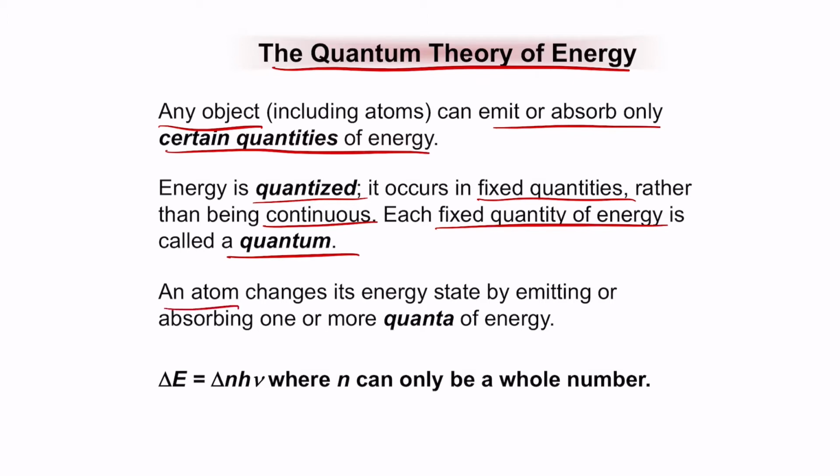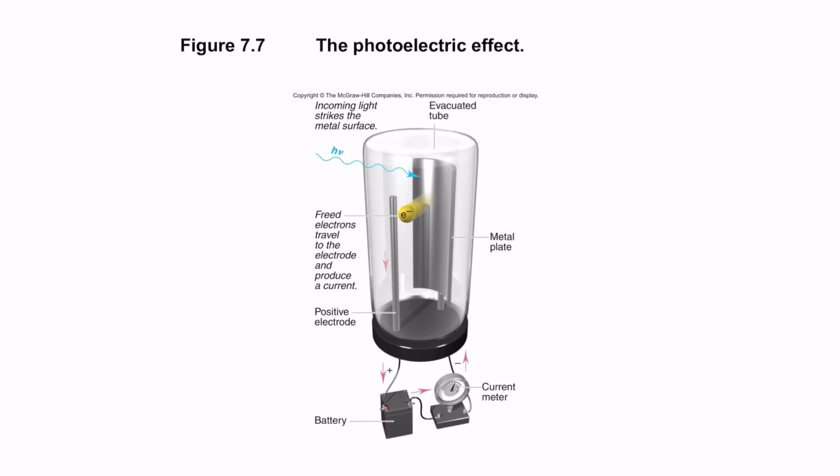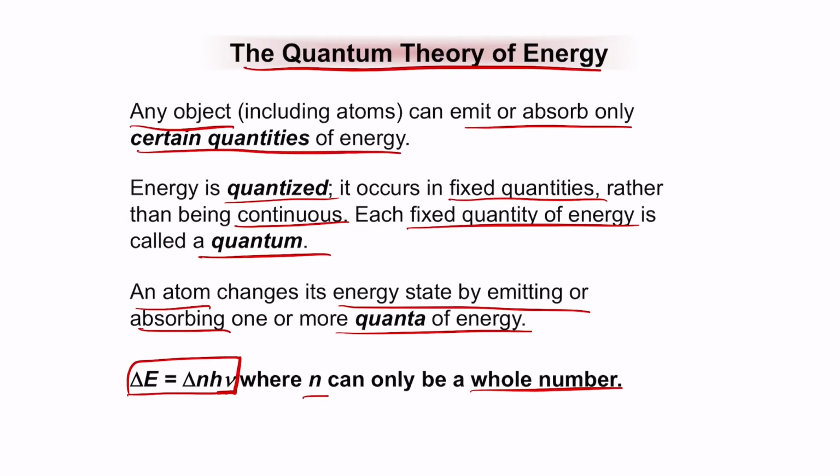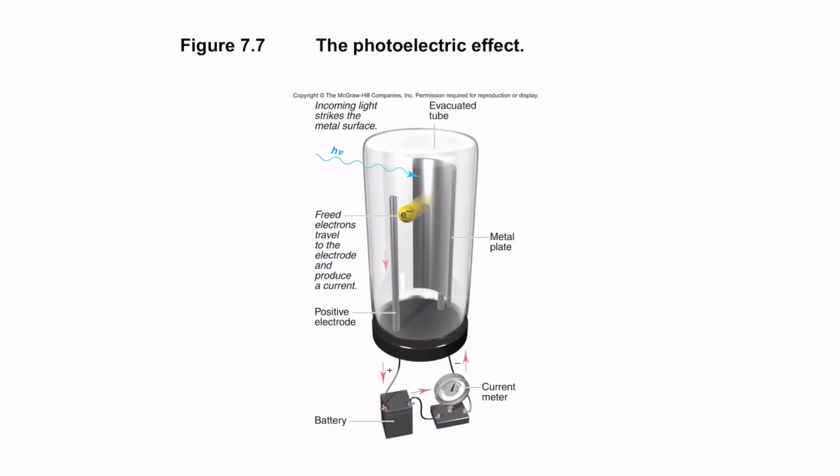Now, an atom changes its energy by emitting or absorbing one or more quanta of energy. We call this delta E. Delta E, the change in energy, is given as delta n times h nu, where n can be a whole number only. So n here is the one that represents the number of particles. h nu is the energy of each individual particle. So h nu is the energy of one particle. Delta n is the number of particles that change.